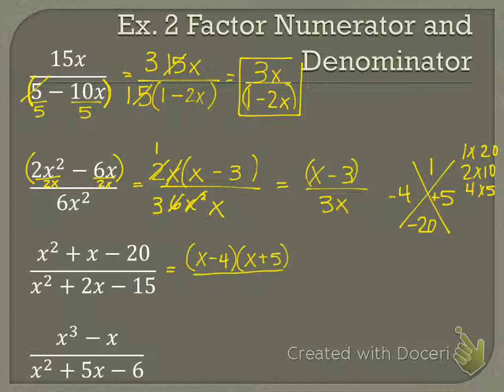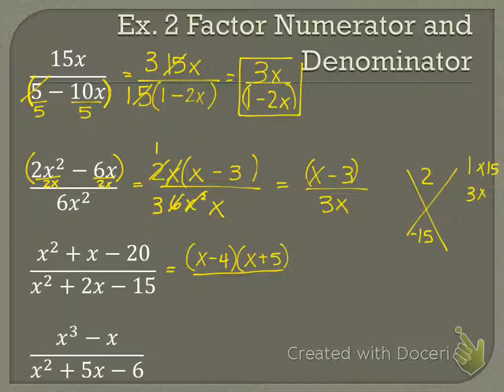What do I need to do to the denominator? Same thing. So I'm going to make my x. 2 on top, negative 15 on the bottom. Factors of 15 are 1 and 15, 3 times 5. Which ones do I choose? 3 and 5. What are their signs? The first one.